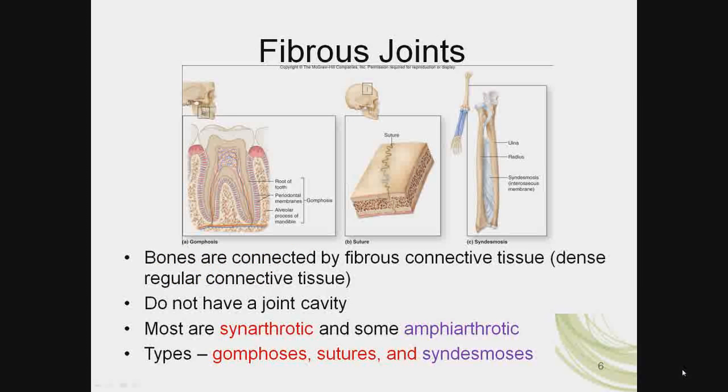Articulating bones are joined by dense, regular connective tissue in fibrous joints. Most fibrous joints are immobile or only slightly mobile. Fibrous joints have no joint cavity, the space between the articulating bones. The three types of fibrous joints are gomphoses, sutures, and syndesmoses. Again, these joints are immobile, which means synarthrotic, or only slightly mobile, which means amphiarthrotic.